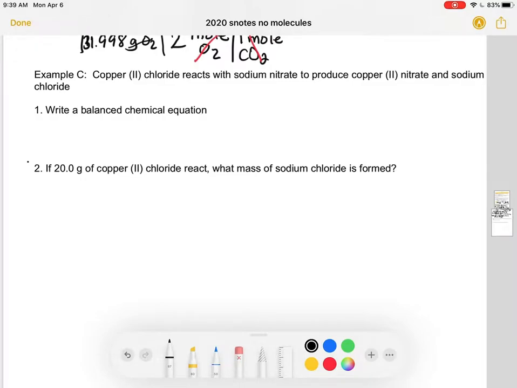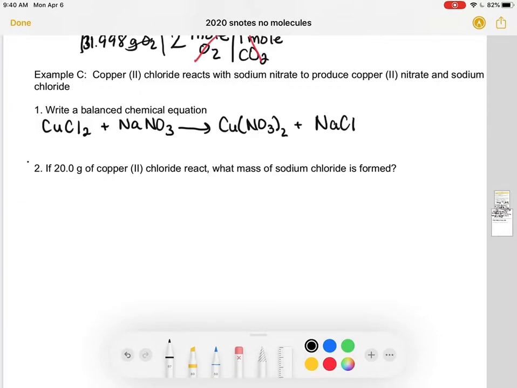All right. Copper 2 chloride. Well, I know copper 2 chloride looks like this. CuCl2. Reacts with sodium nitrate. Well, I know that sodium's a +1, nitrate is a -1. To produce copper 2 nitrate. So, Cu(NO3)2. And sodium chloride.